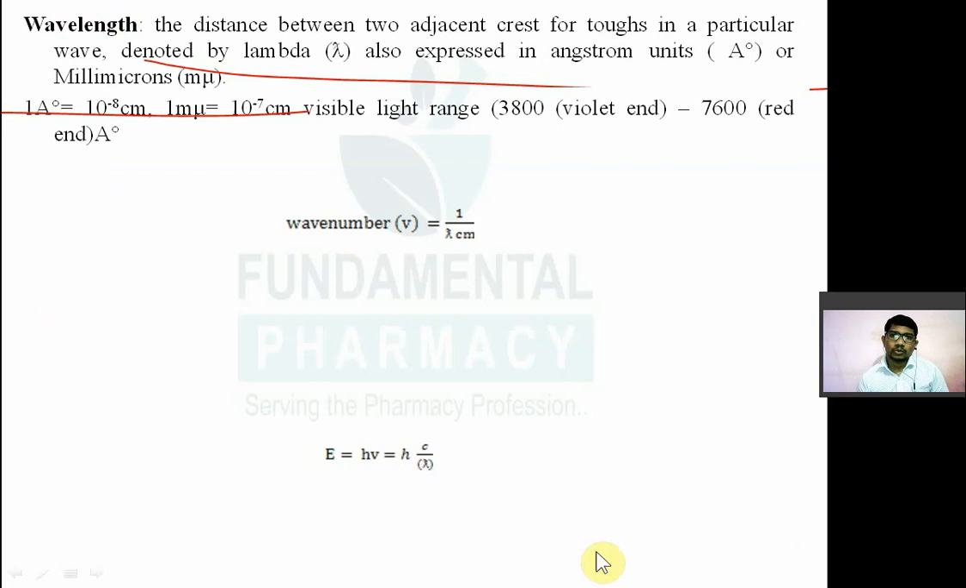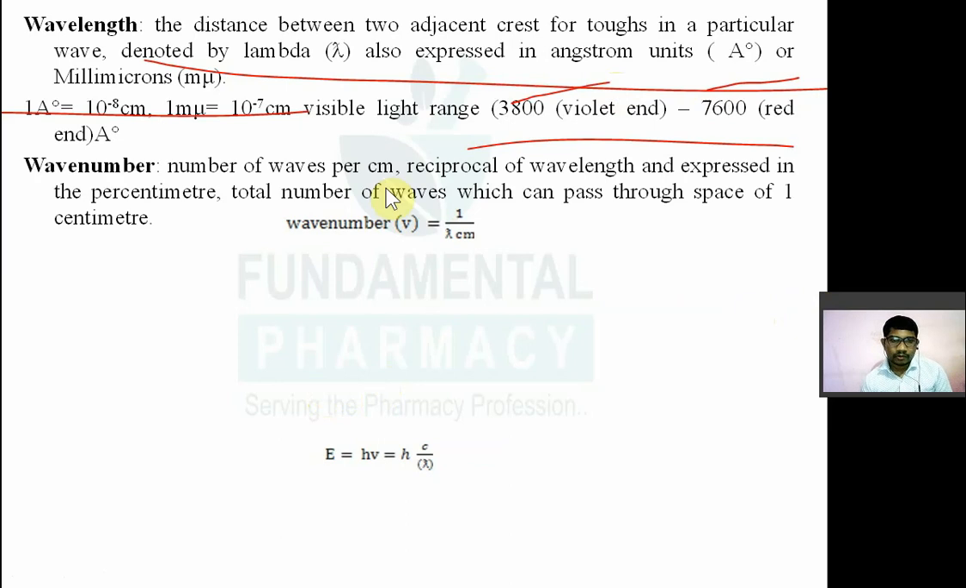3800 to 7600. Roughly, you can call this 400 and this 800. The visible range of light is nothing but 400 to 800 nanometer. Now, what is wave number? Number of waves per centimeter, which is the reciprocal of your wavelength and expressed as per centimeter, or inverse centimeter. It is the total number of waves that can pass through a space of 1 centimeter. Okay, that is wave number.